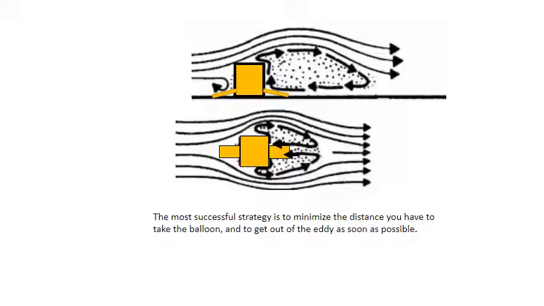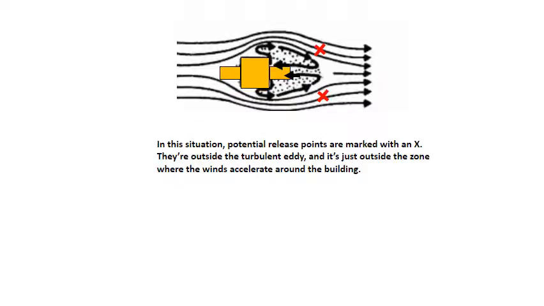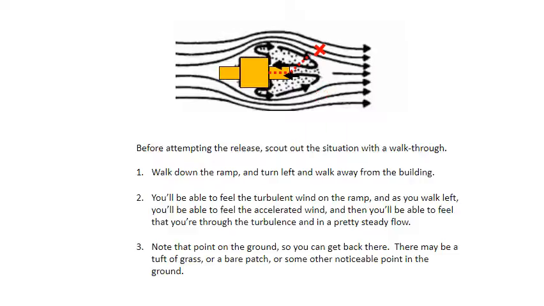The most successful strategy is to minimize the distance you have to take the balloon and to get out of the eddy as soon as possible. Since we should never release downwind of the balloon shed, in the zone of the vertical eddy, let's just look at the overhead view. In this situation, potential release points are marked with an X. They're outside the turbulent eddy, and just outside the zone where the winds accelerate around the building.